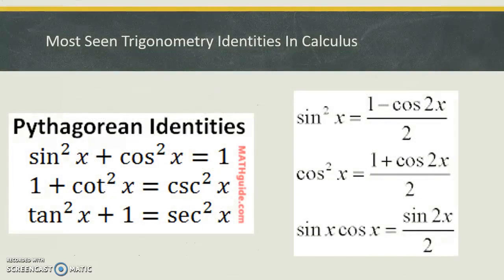And here I have placed the most seen trigonometry identities in calculus. We usually use the Pythagorean identities for integrals and circles and things like that. And then we use the double angle identities for mainly trig integrals and things like that.